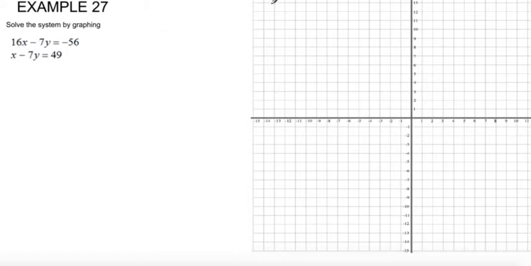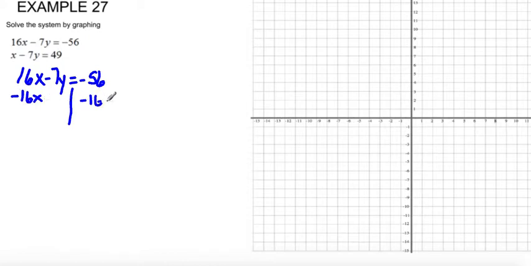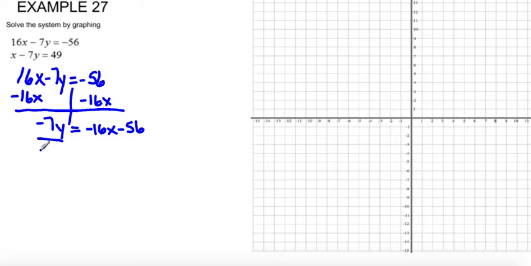Starting with the first one, 16x minus 7y equals negative 56. I have to get the y by itself, so what I do is subtract 16x on both sides of the equal sign. So on the left side I'm left with negative 7y, and on the right side I have negative 16x minus 56. And then to get y by itself I have to do the inverse, so divide by negative 7 on both sides of the equal sign.